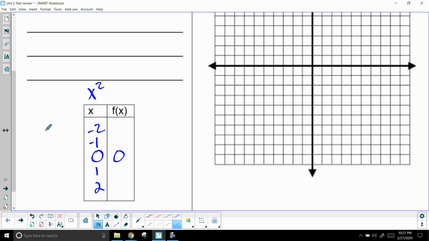Remember, when you're plugging this in, it's negative 2 in parentheses, squared, not this. You'll get the wrong answer when you do this. So, the answer should be 4, 1, 0, 1, and 4. Plot your points. So, negative 2, 4, negative 1, 1, 0, 0, 1, 1, 2, 4.